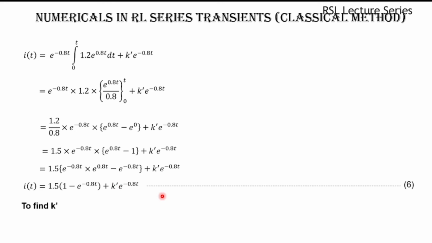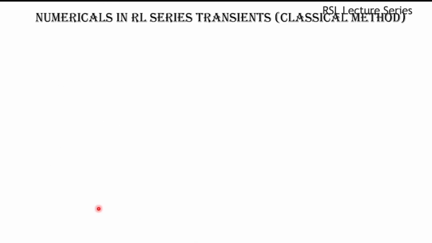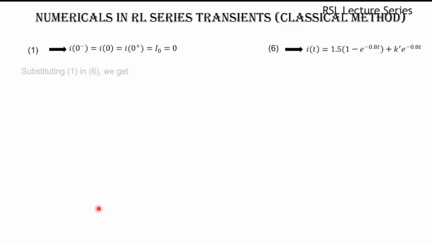So now the k dash value can be found out by using the initial conditions. Already we have derived the initial condition in equation number 1. So we can substitute the initial condition. Initial condition means the current at the instant t is equal to 0. So we can substitute t is equal to 0 in the above equation. Okay. So in this equation we have to substitute t is equal to 0.